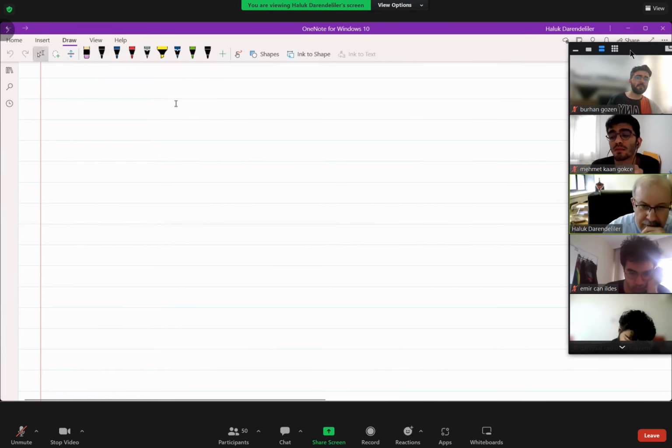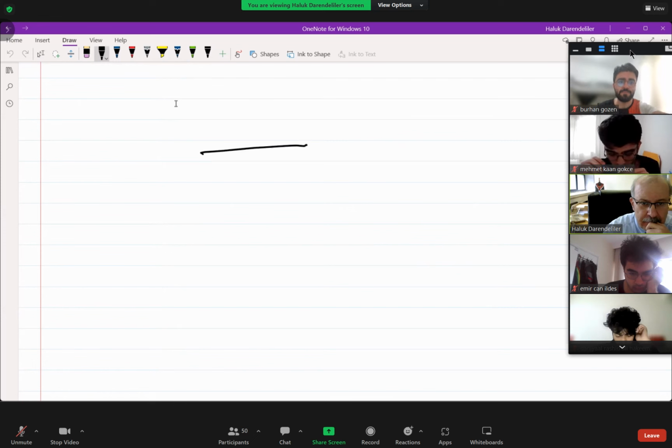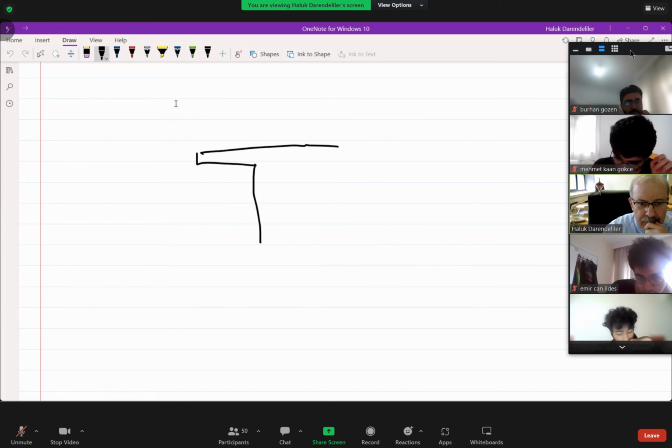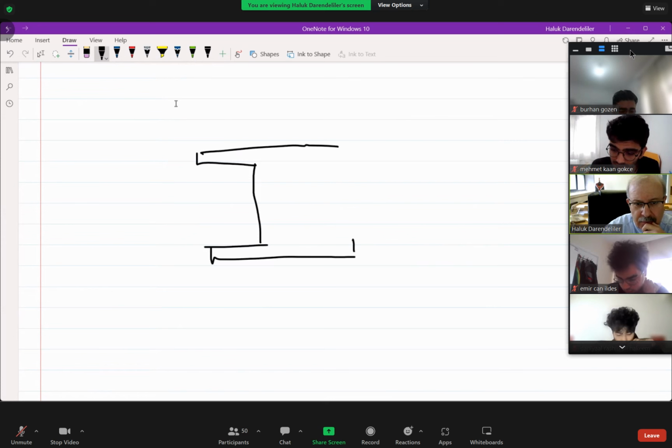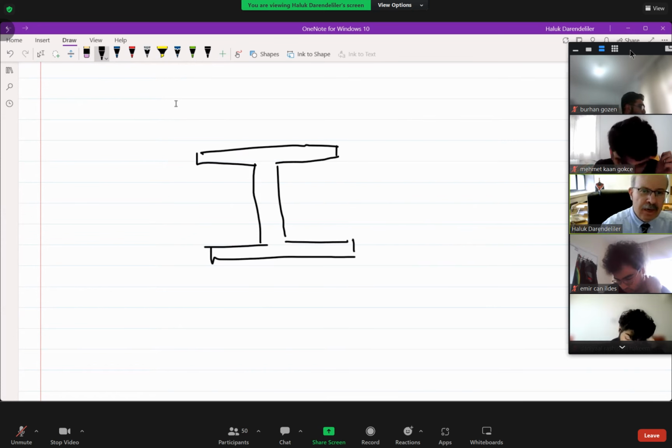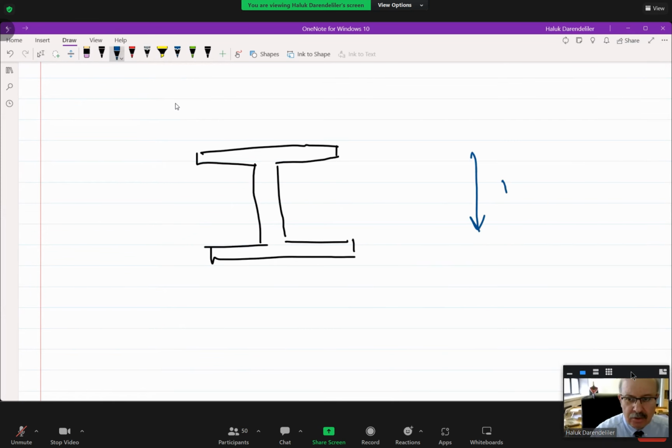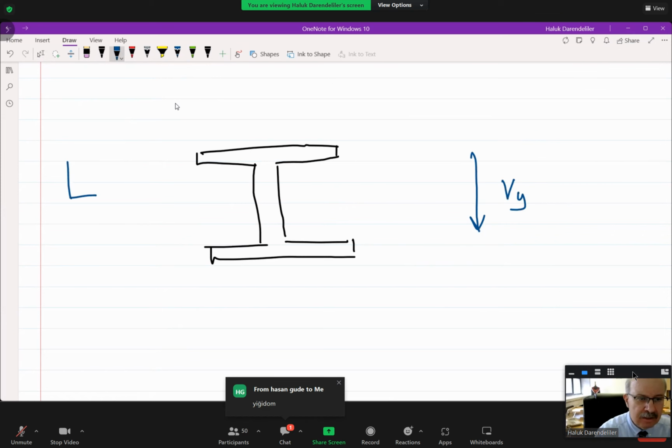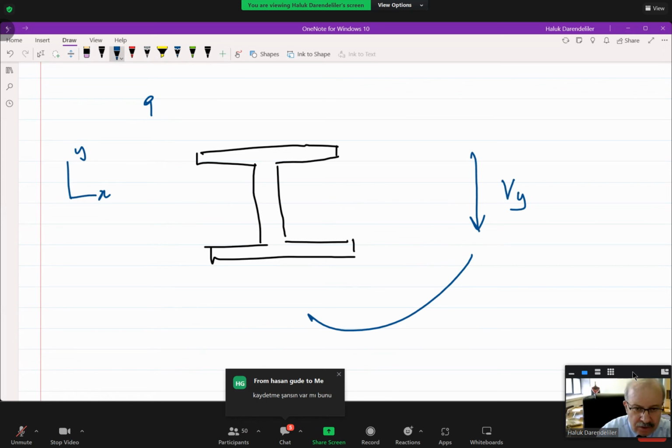Okay. Now, if you have an I-beam, look, if you have an I-beam, I'm just arbitrarily drawing a figure. And if you have a vertical load on this I-beam, now let me draw the vertical load here, say Vy, and say that this is X and this is Y axis. This force actually is here, right? Now, the shear flow is in the horizontal part, you have such a shear flow in this direction.